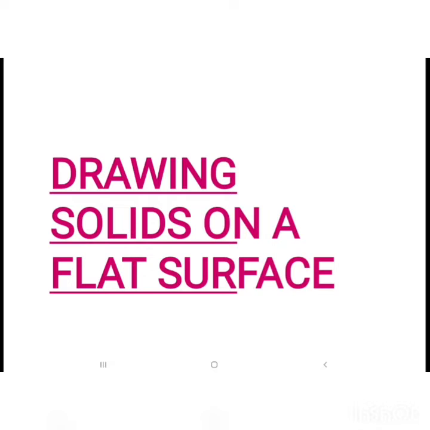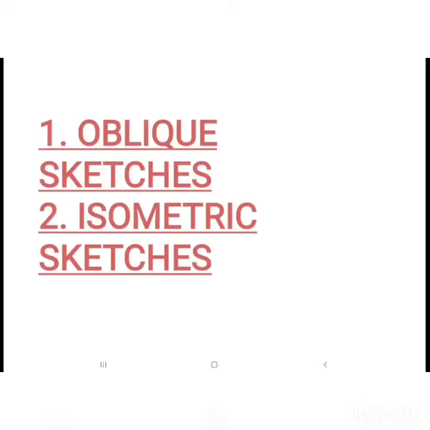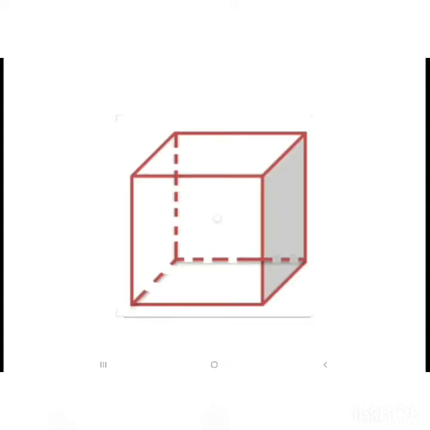So consider the solid cube. There are two methods for drawing, that is drawing an oblique sketch and drawing an isometric sketch. So what is this oblique sketch and what is isometric sketch? That I will tell you now. If we are drawing a cube, we know that these dotted edges will not be visible, isn't it? If you are drawing a cube, these dotted edges are not visible.